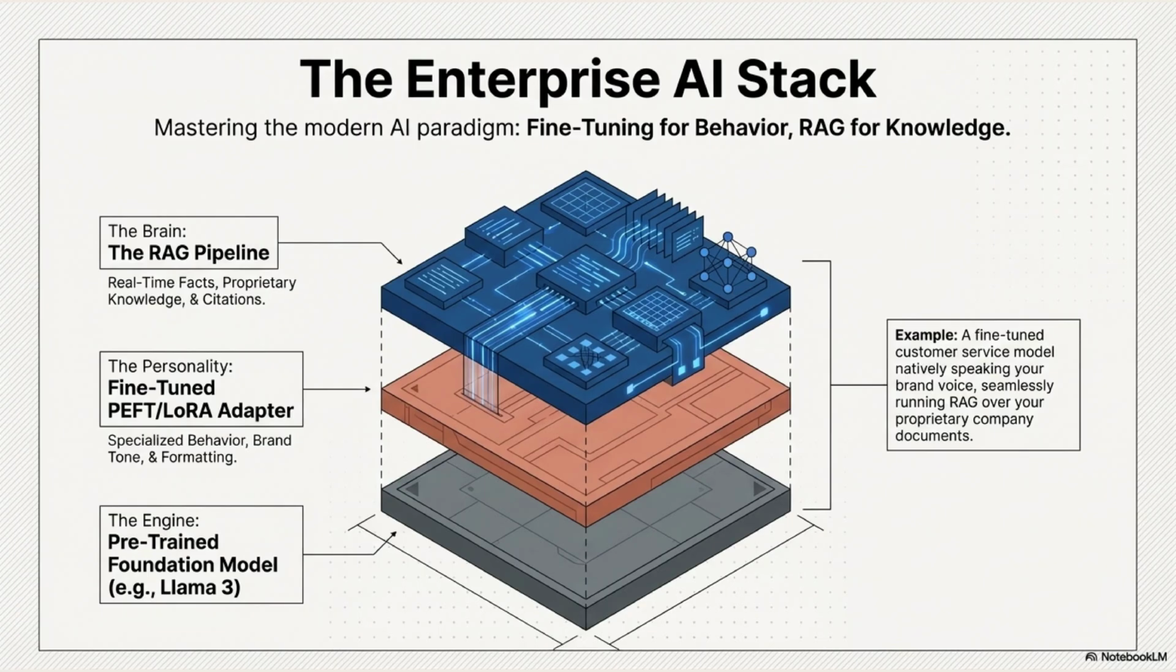The example on the right of the slide brings it together. A fine-tuned customer service model, natively speaking your brand voice, seamlessly running RAG over your proprietary company documents. That is the target architecture. This is how the world's most sophisticated AI systems work today. 3 layers, each serving a distinct purpose. Together, they create something that is intelligent, aligned to your brand, and grounded in your facts.